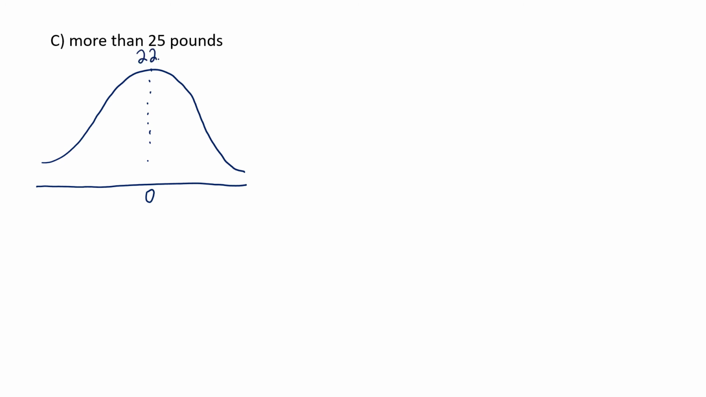Part C, more than 25 pounds. Again, we begin by drawing a sketch of a bell curve, that's a horizontal line with a bell curve. I always draw the mean, that's 0, and I'll mark the 22.5 pounds. Standard deviation is given as 2.2. We want more than 25 pounds. Even so, we still need to compute the z-score that corresponds to 25.